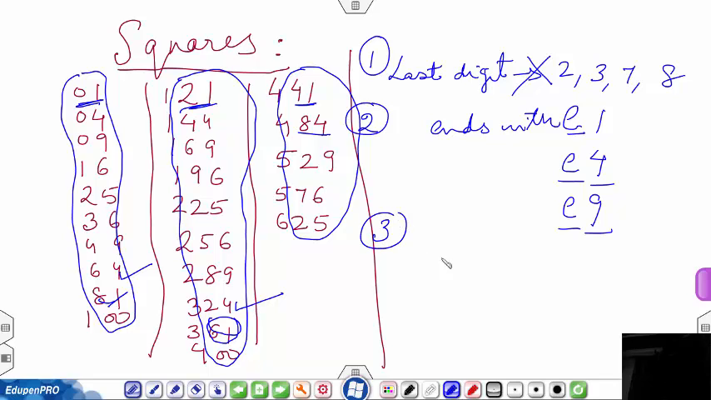Third point, if a square ends with 6, the second last digit is always, yes, odd. It is ending with 6, so the second last digit is odd. 14 square, 196. It is ending with 6, the second last digit is 1. Similarly, 24 square, the second last digit is 7.